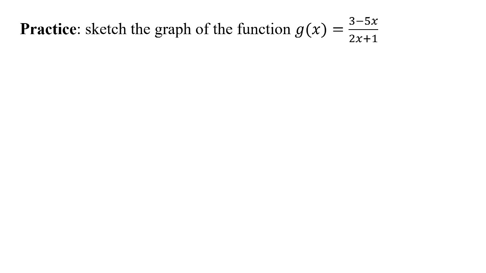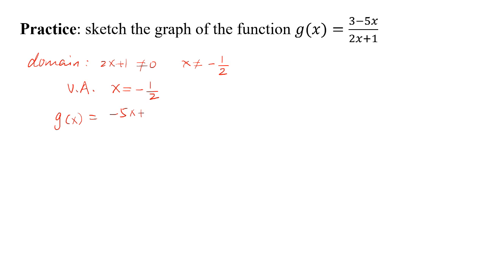Alright, so first of all, we can find the domain, which is 2x plus 1 is not 0, right? This means x is not minus 1/2. So we know that the vertical asymptote must be x equals minus 1/2, right? Okay, and then we can find the horizontal asymptote. So note that g(x) equals minus 5x plus 3 over 2x plus 1, right?